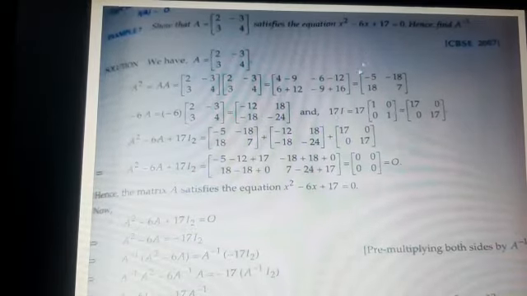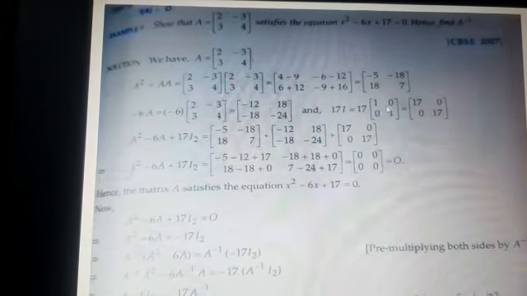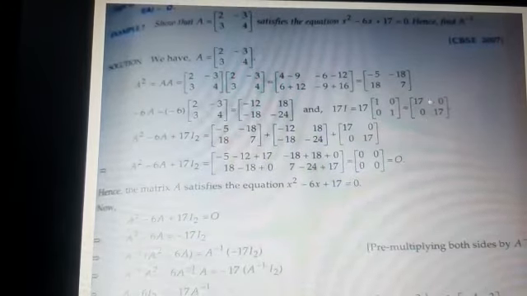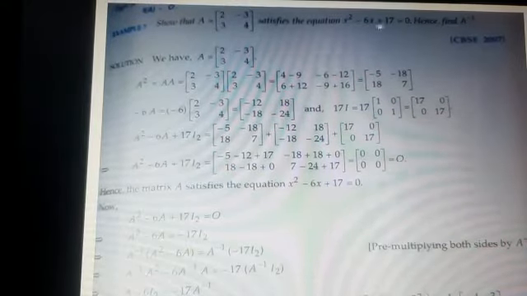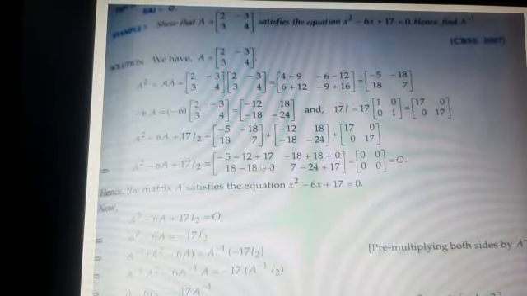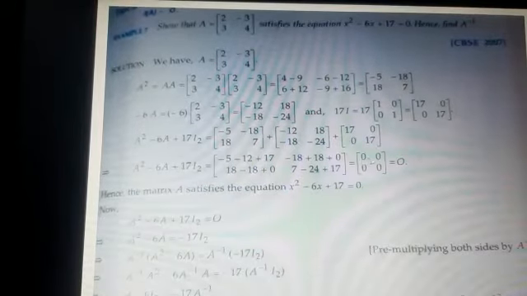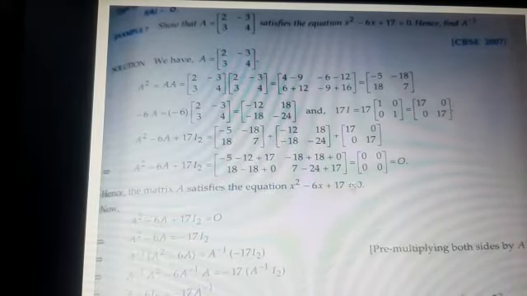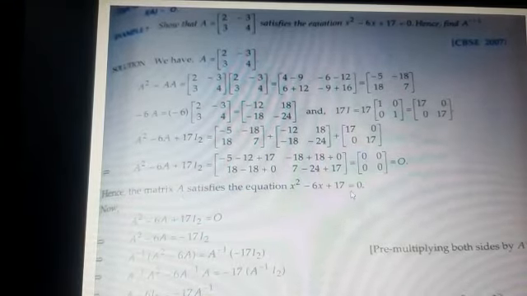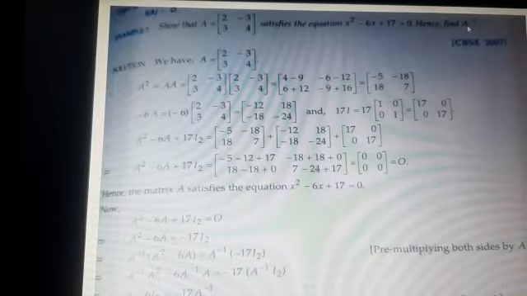And then 17 is to be multiplied with I, the identity matrix of order 2 into 2, because the matrix is of order 2 into 2. So this is 17I. After putting this in the equation A square minus 6A plus 17I, we can easily verify that the equation gives a null matrix, that is 0 0 0 0, that is equal to O. Therefore this matrix A is satisfying this equation. Now because the word hence has been used, you have to find A inverse using this equation, that is A square minus 6A plus 17I2 is equal to O, the null matrix.